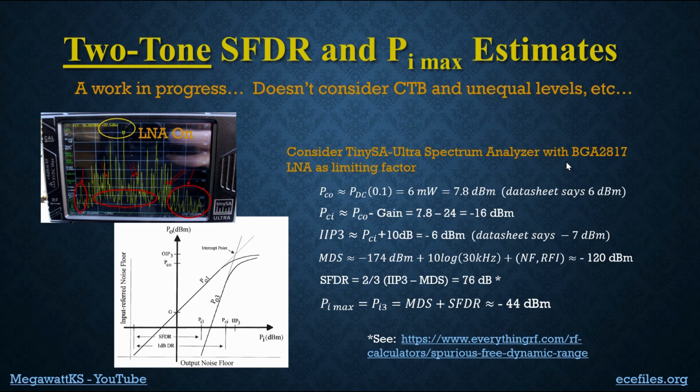Consider the Tiny SA spectrum analyzer with the LNA that we looked at the data sheet for. We know from the data sheet that the output 1 dB compression point is plus 6 dBm. However, if we didn't know that, if we just looked at the DC power consumption, which it turns out is about 60 milliwatts, then we can use this approximation if we're designing the thing from scratch and wanted to figure out what's going to happen.